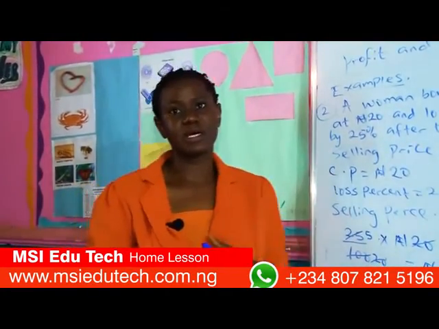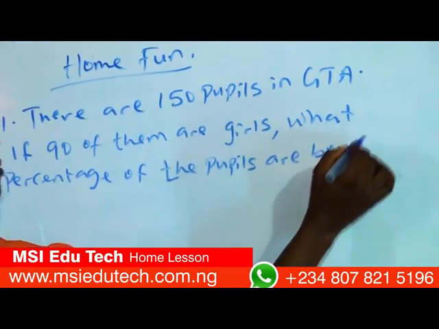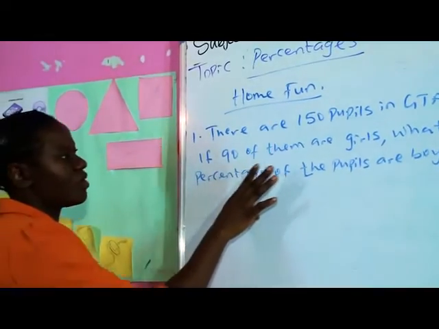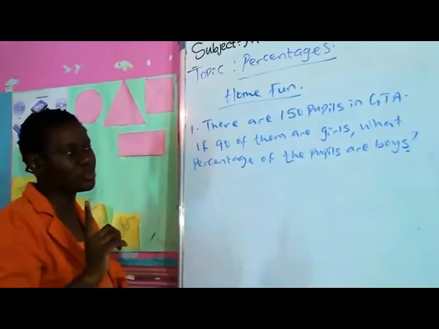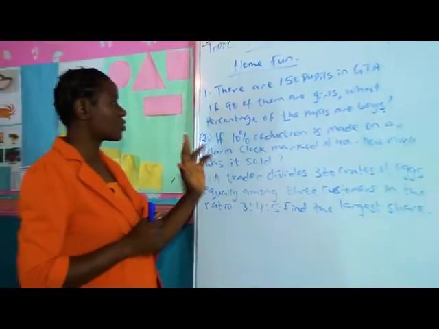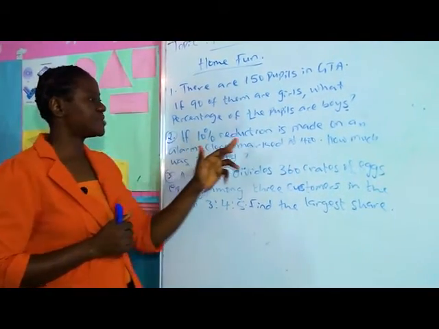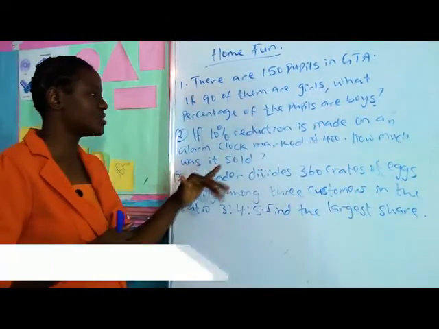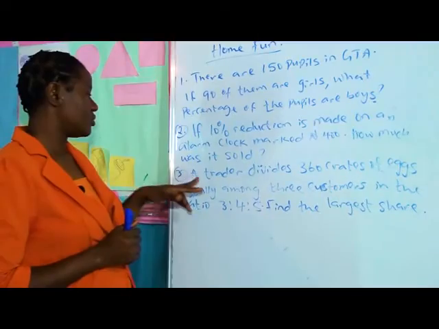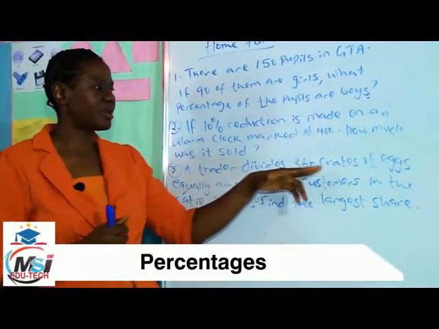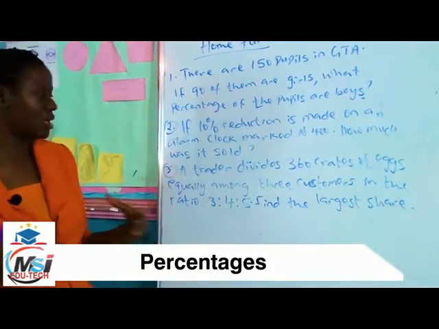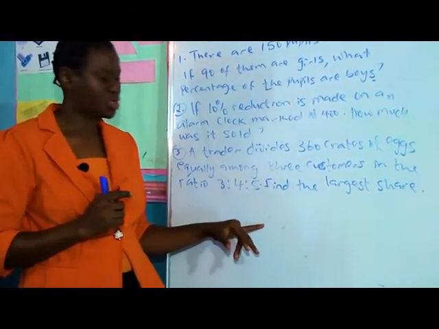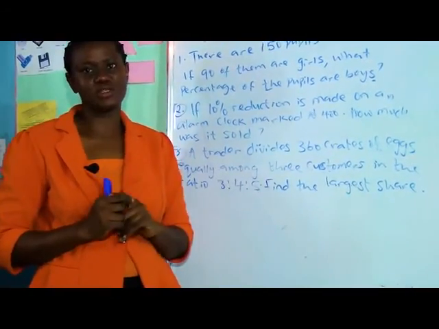Now I'm going to give you some tasks to do at home. There are 150 pupils in GTA. If 90 of them are girls, what percentage of the pupils are boys? The second question: if a 10% reduction is made on an alarm clock marked 400 naira, how much was it sold? Number 3, a trader divides 360 crates of eggs among 3 customers in the ratio 3:4:5. Find the largest share.